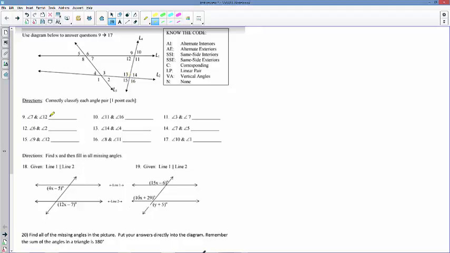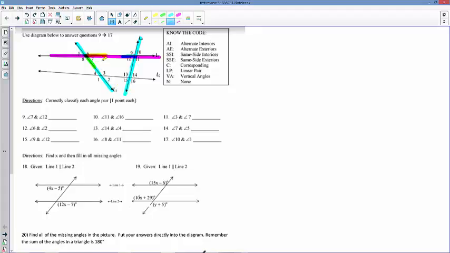So let's look at angle 7 and 12. So 7 is here, and 12 is here. Now you can see that there's a line that they share, which is right here. We're going to highlight that one purple for you. It's the line that they share, and then there's two lines that they don't share, which we'll use the blue for.